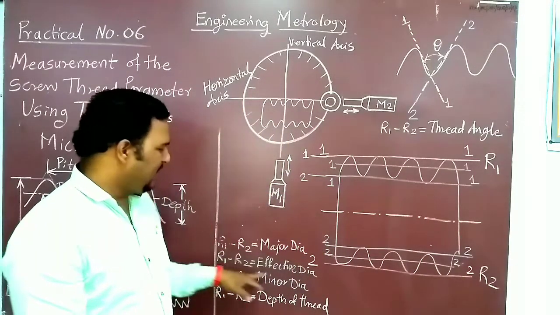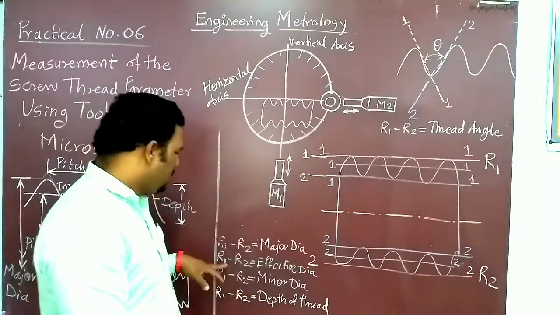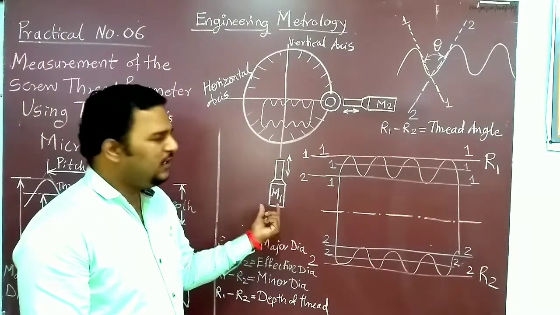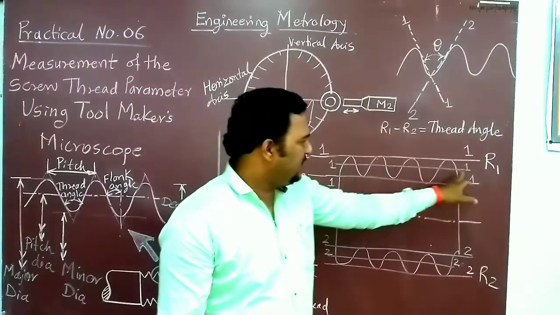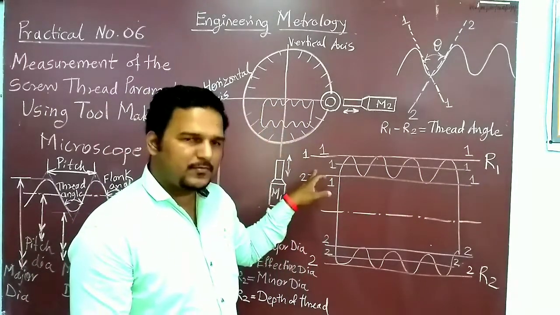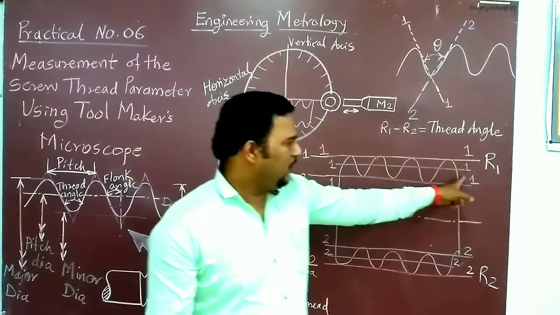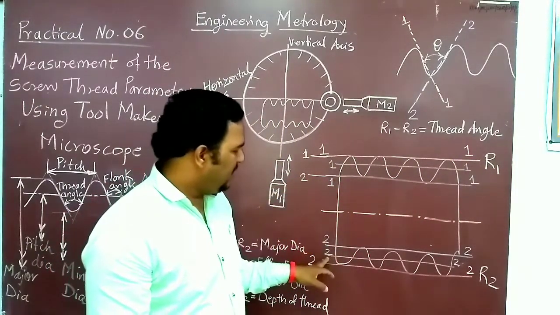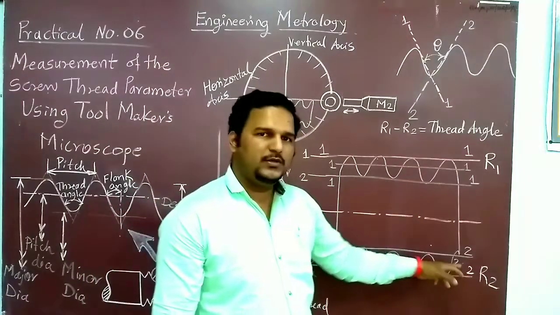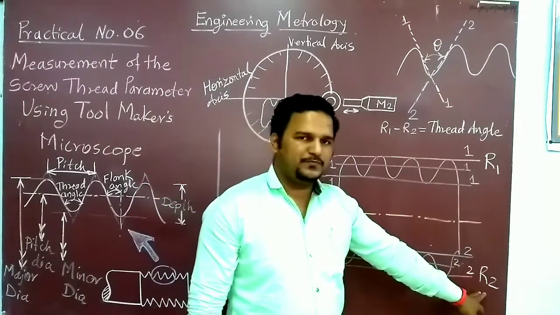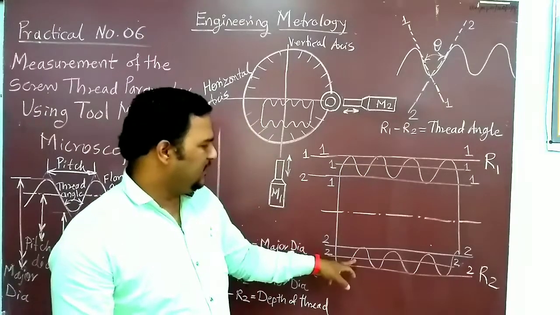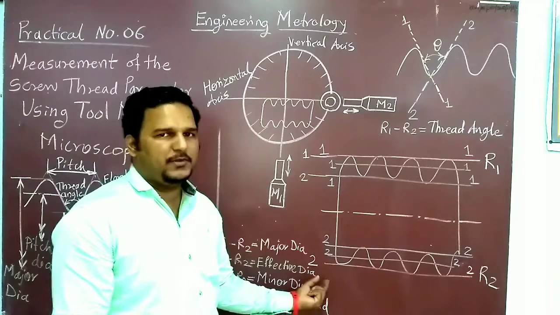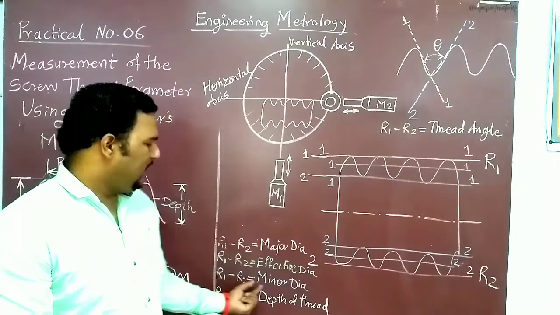Second, we need to measure the effective diameter, or you can say pitch diameter. Again we move this M1, and we align the horizontal axis at the pitch or at the center. Then we take the reading at 1, 1, that is R1. Again we move this micrometer and align the horizontal axis at 2, 2, and that will give you the reading R2. Again you can see in the green color here, the difference between R1 and R2 will give you the effective diameter.